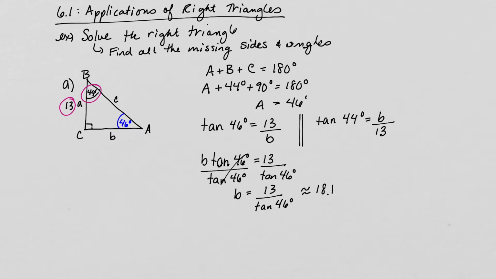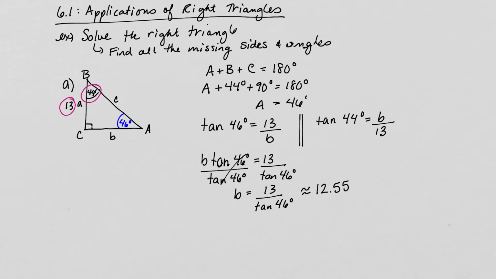Tangent 46. Let me make sure I have the right thing. 13 divided by tangent 46. Oh, yeah. Why do I have 18.1? Oh, because I copied the wrong number. Yes, so you guys are right. If you have 12 something, that is correct. 12.55. Yeah, I do have that correct on my paper. I just copied the wrong number.